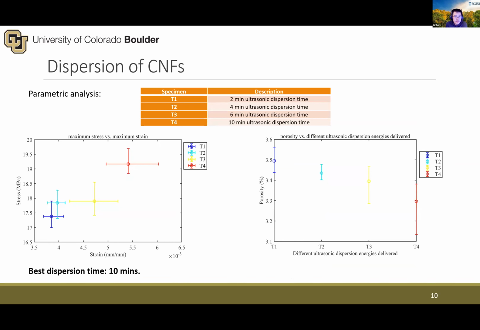The next step, we did some parametric analysis. So the first thing we consider here is different times of the ultrasonic dispersion time. As you can see, it seems like 10 minutes of ultrasonic dispersion time is the best one compared to the shorter time. The reason we didn't go even longer, like 15 minutes or 20 minutes, is because we're worried about the heating generated from the ultrasonic dispersion process, because it's going to cause the evaporation of the water, which can change the mixing properties.